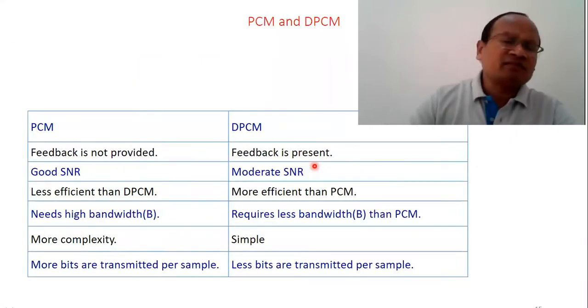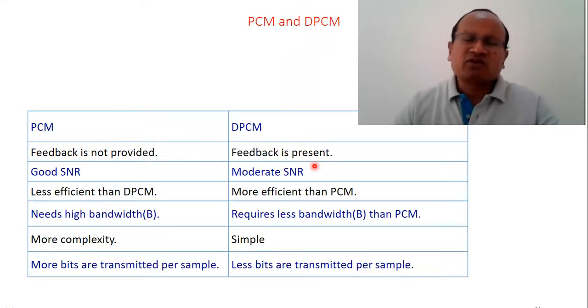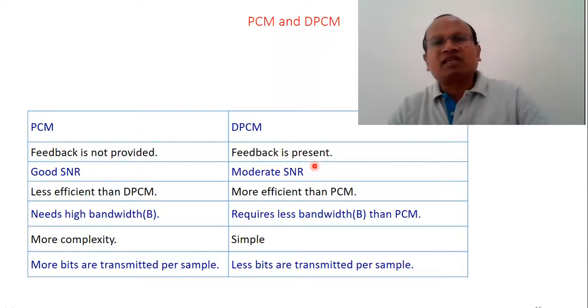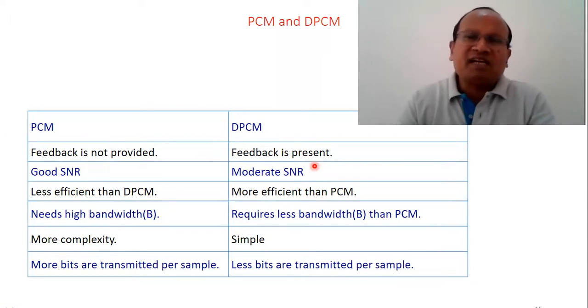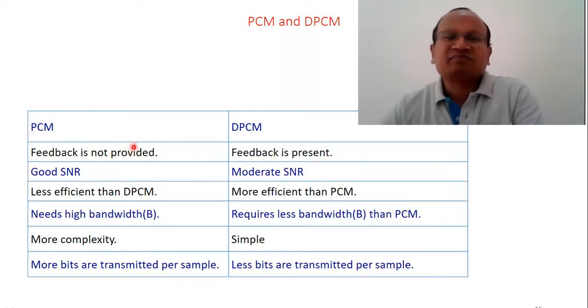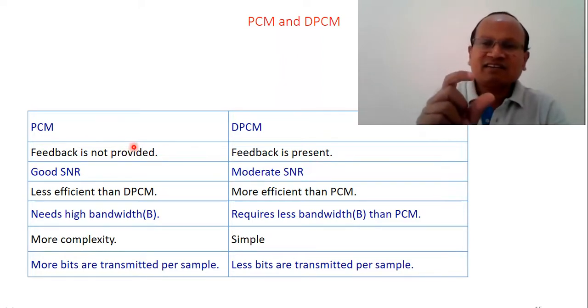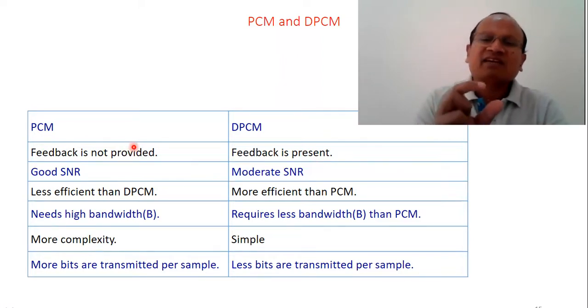So let's compare now all these modulation methods. In comparison, let's begin with PCM and DPCM. In PCM, you have seen that there is no feedback. There was direct flow. Analog signal goes to sampling, goes to quantizing process, then encoding.